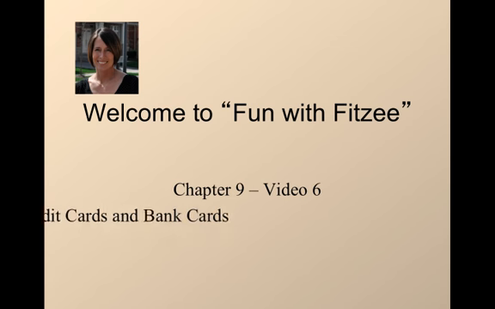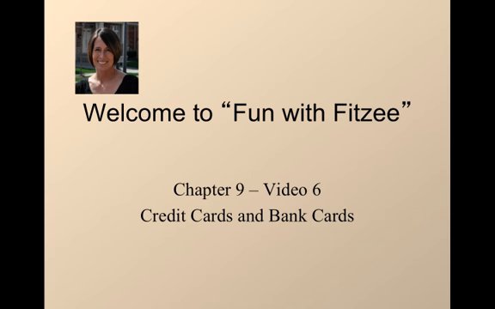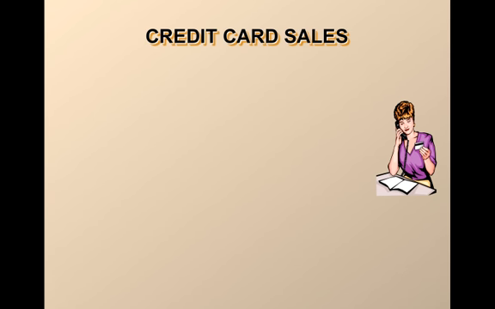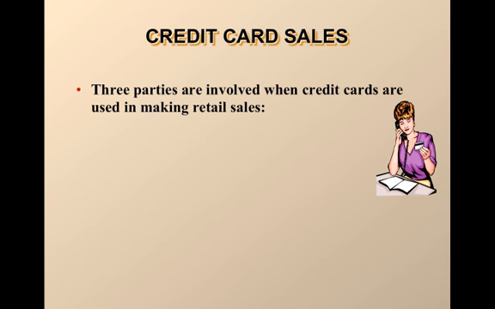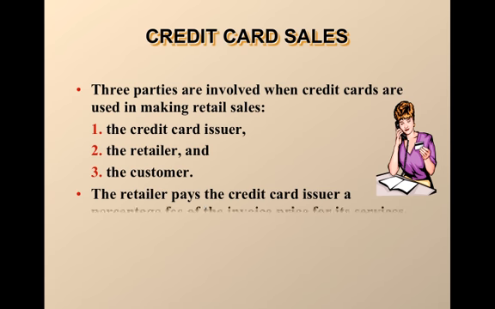We are on video 6 of chapter 9 and we're going to be talking about credit cards and bank cards. Pretty interesting topic. Basically what you need to know about credit cards is that there are 3 parties involved when credit cards are used in making sales. So when you go into a store and you use a credit card to buy something, there's you, the store, and the credit card company. So the credit card issuer is the credit card company, the retailer is the store, and you are the customer.